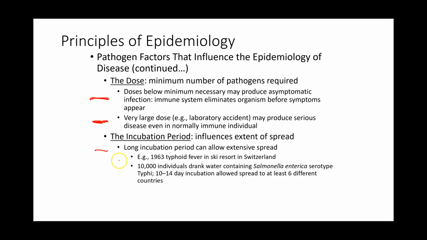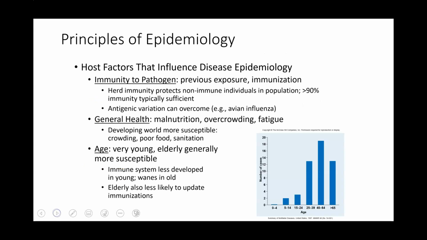An example, in 1963, typhoid fever hit a ski resort in Switzerland. 10,000 individuals drank water containing Salmonella enterica serotype typhi. The incubation period is 10 to 14 days. And so individuals that were at that ski resort ended up going back home and went to a minimum of 6 different countries and spread that disease. So long incubation periods can lead to pandemics, potentially.